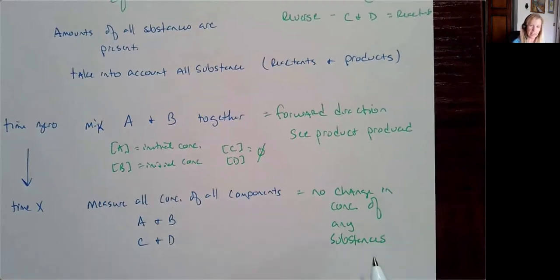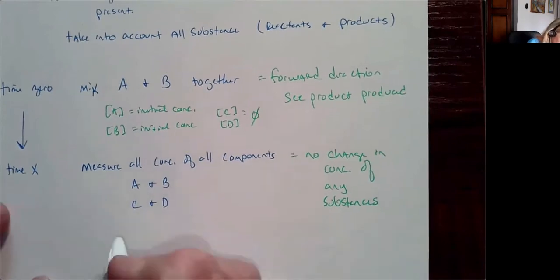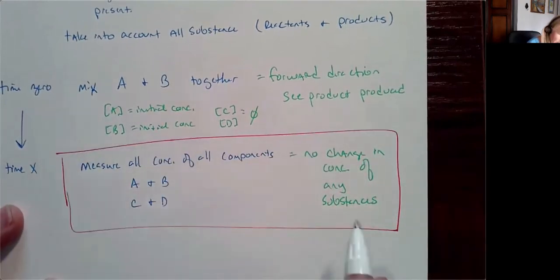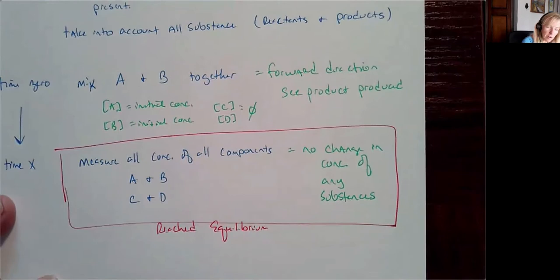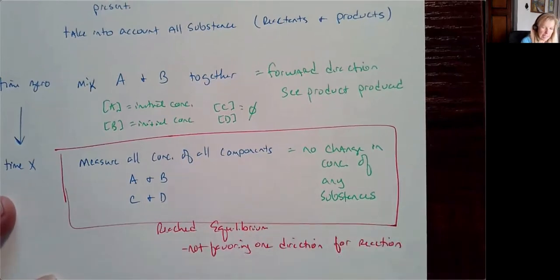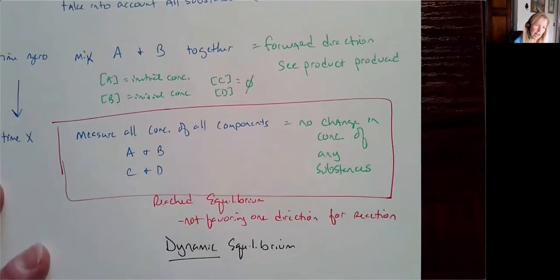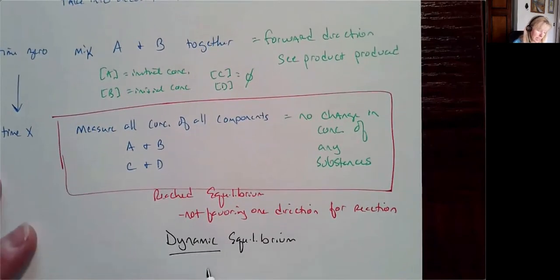And what I look at is, am I to the point where those concentration values are not changing? If that's the case, then at that point, I've reached equilibrium. At this point in time where my concentrations of any of my substances aren't changing, I've reached equilibrium. And at equilibrium, that means that I'm not favoring one direction for the reaction. We call this dynamic equilibrium. And it's called dynamic because it's still happening. This reaction hasn't stopped. But what has stopped is an appreciable change in any of the concentrations.